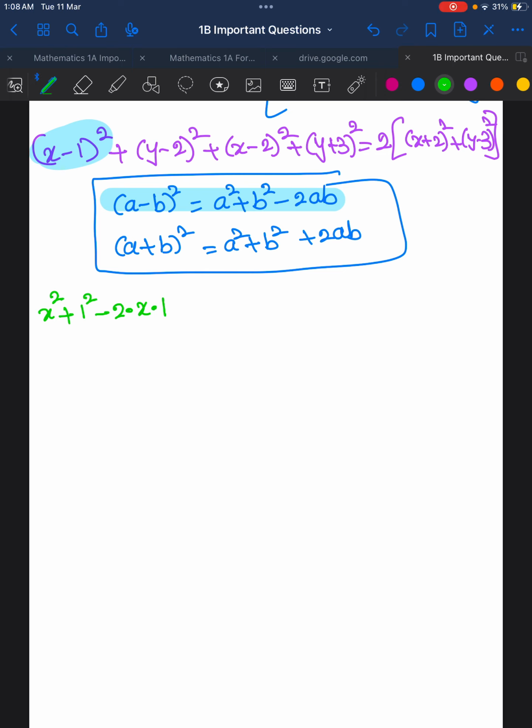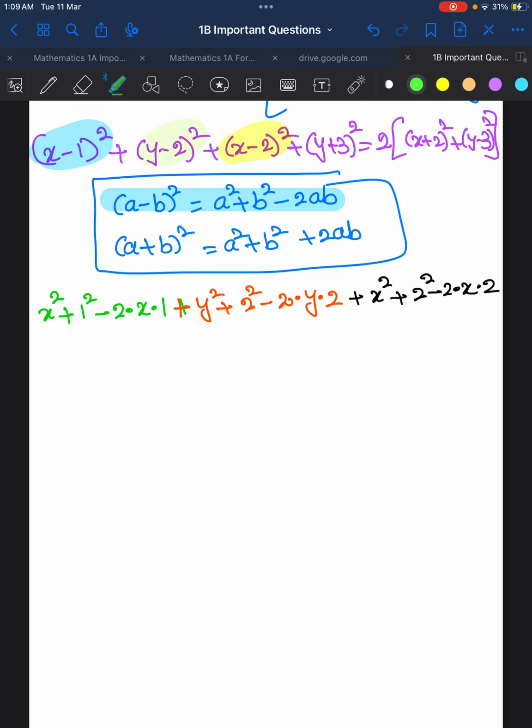Now the second one, (y minus 2) whole square, is also in the form a square plus b square minus 2ab. So I get y square plus 2 square minus 2 into y into 2. Next term is (x minus 2) whole square: x square plus 2 square minus 2 into x into 2, again the a square plus b square minus 2ab form.